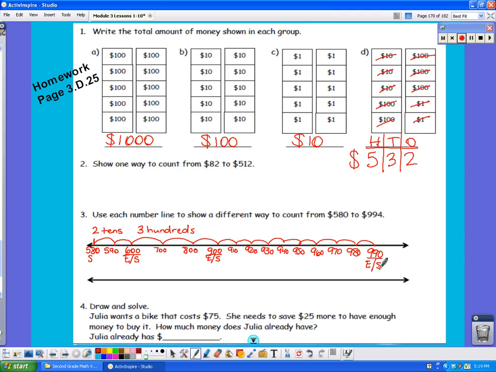I'm going to finish counting with ones to get to 994. But how many tens did I count by? Let's count. 1, 2, 3, 4, 5, 6, 7, 8, 9. I counted by 9 tens. Okay, and then I'm going to finish off by counting to 994. So 990, I'm going to count by ones.